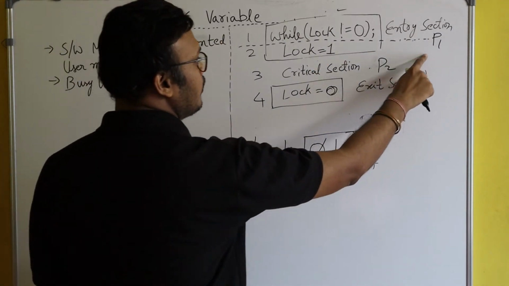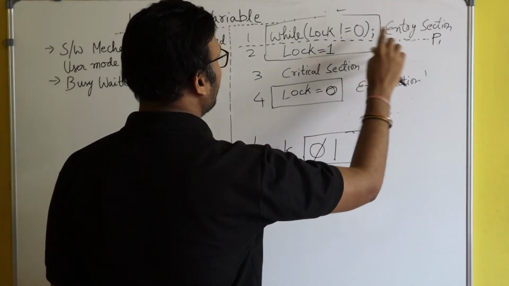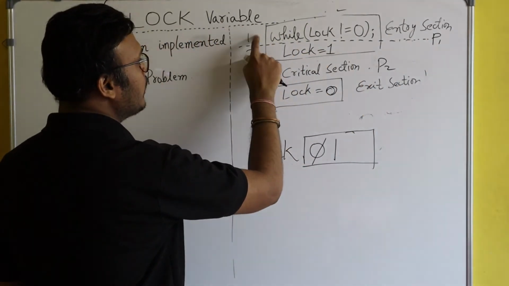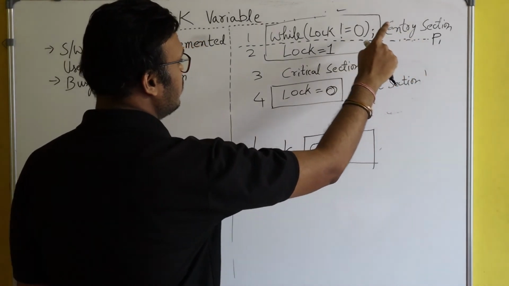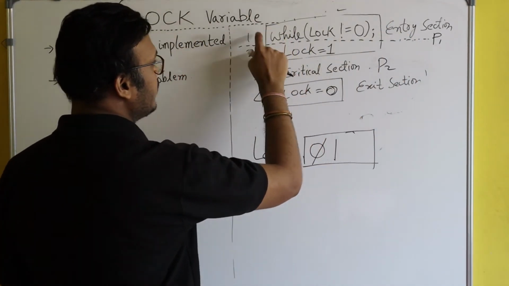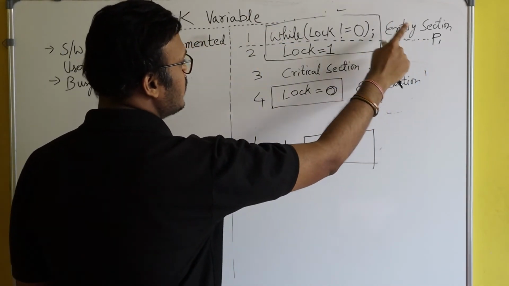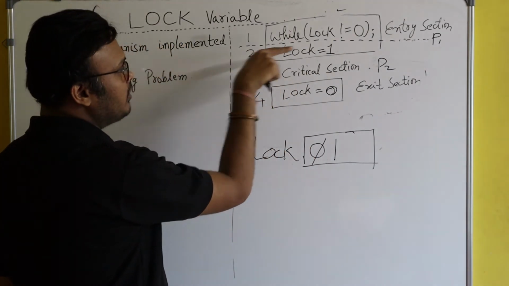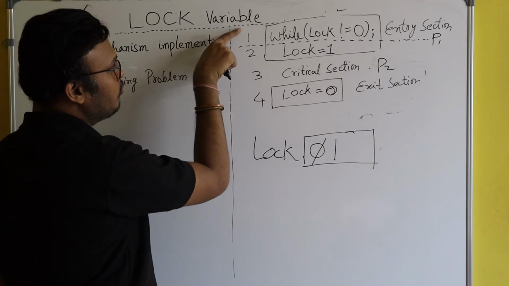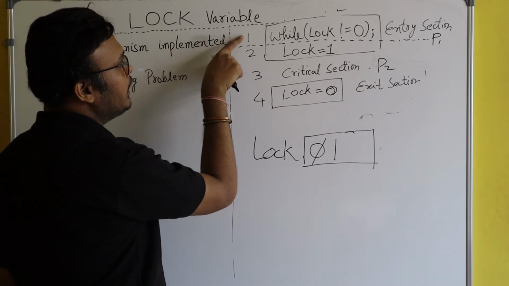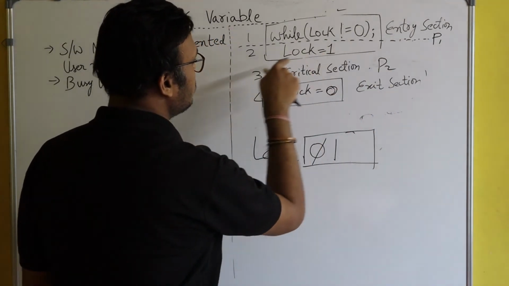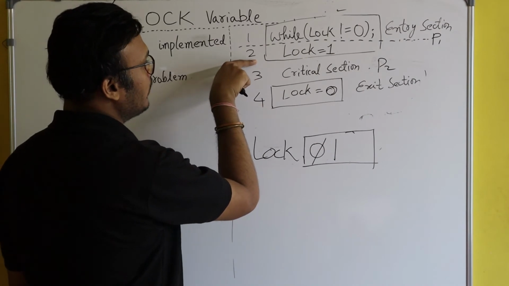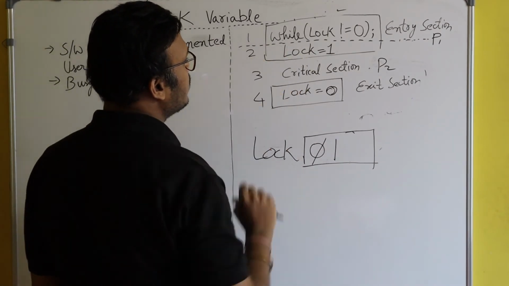You see, process P1 initially was here. Process P1 already executed line number 1. Now process P1 will execute line number 2. It means what? Process P1 will start from here, not from here, because this line is already executed by P1. So process P1 will execute line number 2. Okay. In line number 2, it's written lock = 1.